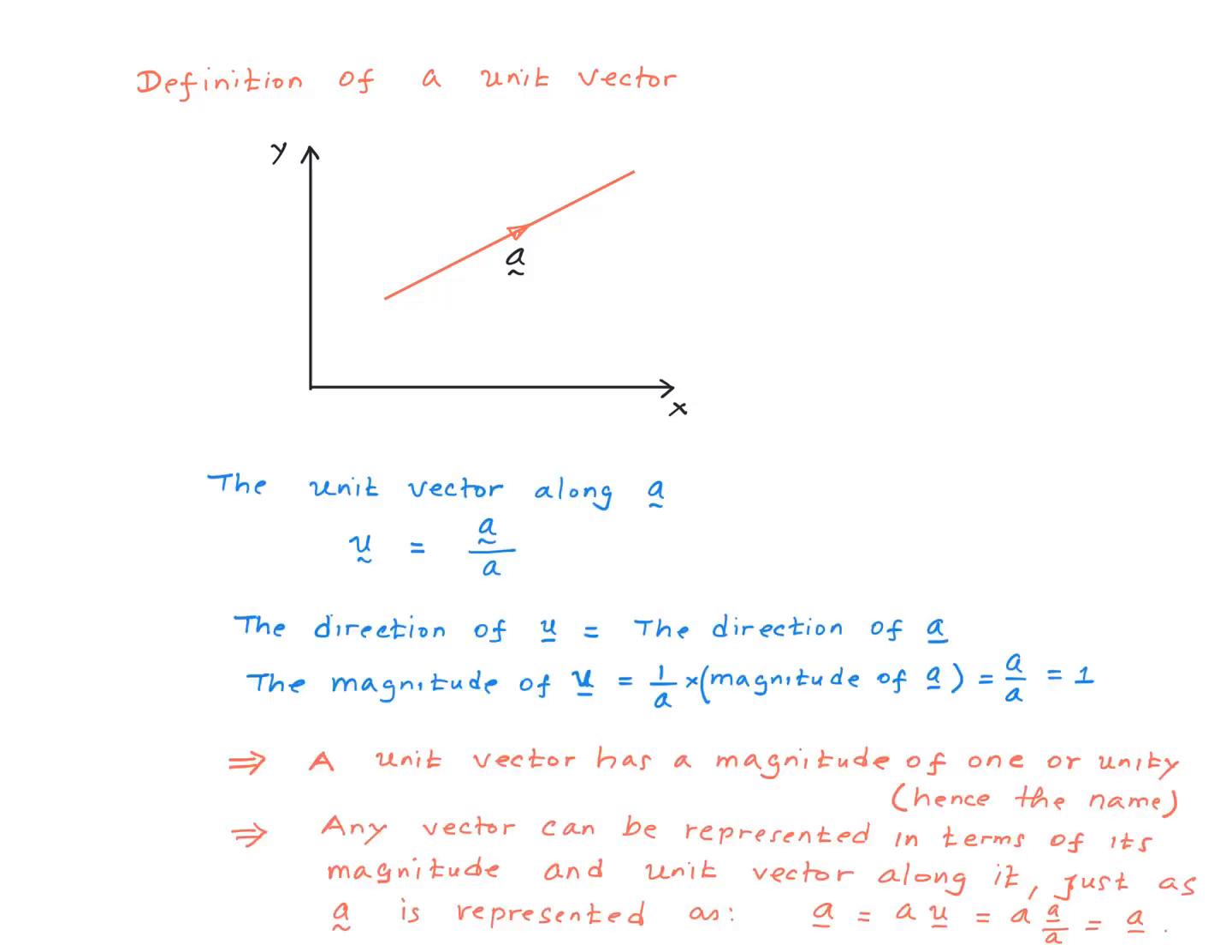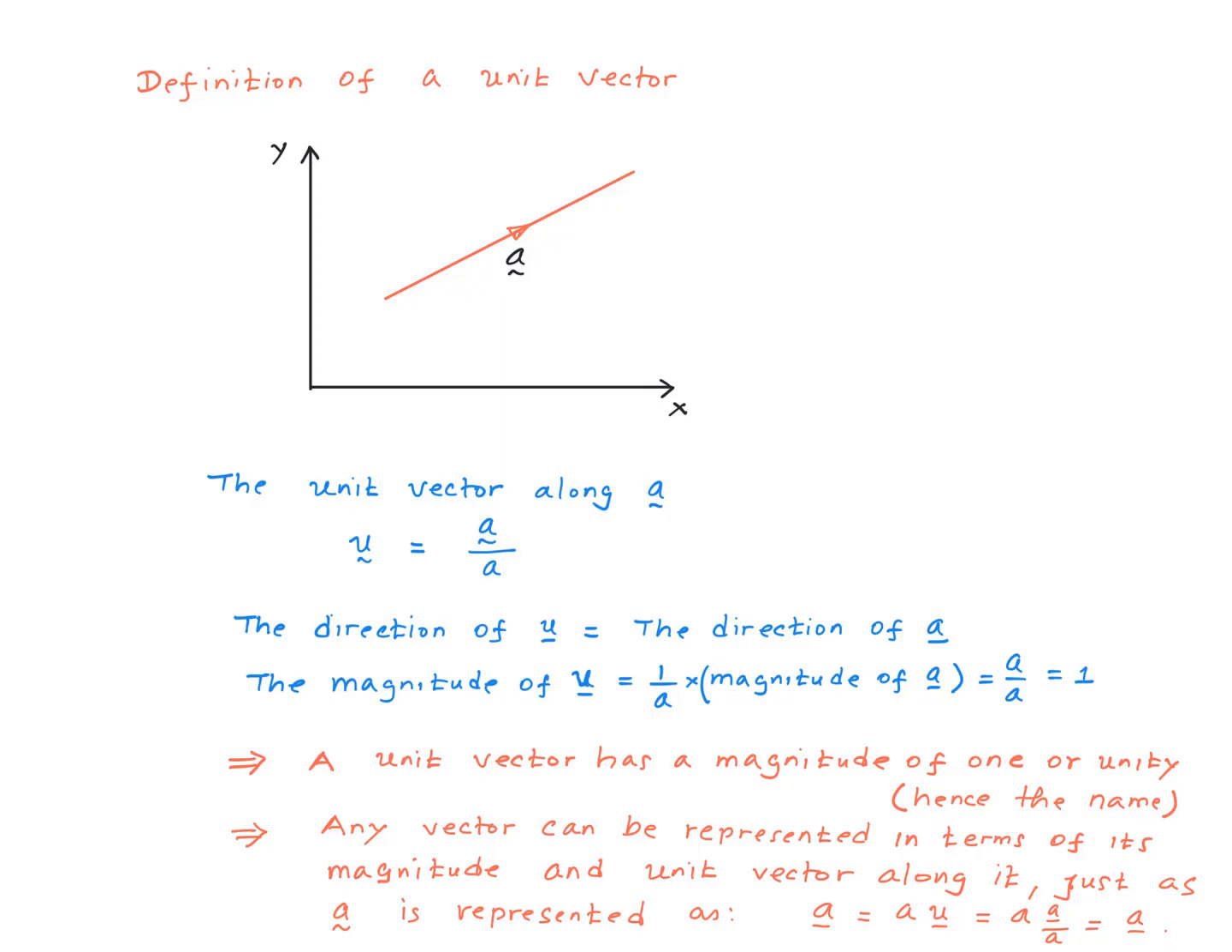The unit vector along A is defined like this. Unit vector, usually we use the notation little u, equals vector A divided by the magnitude of A. When you divide or multiply a vector by a scalar, its direction doesn't change. So the direction of A and direction of u are the same. But what about the magnitude of the unit vector u?